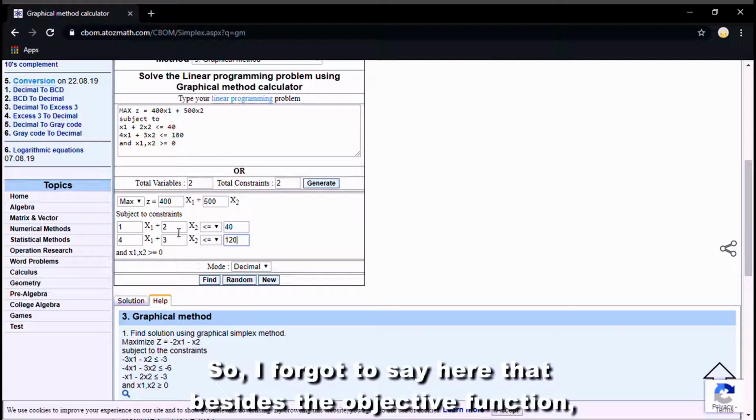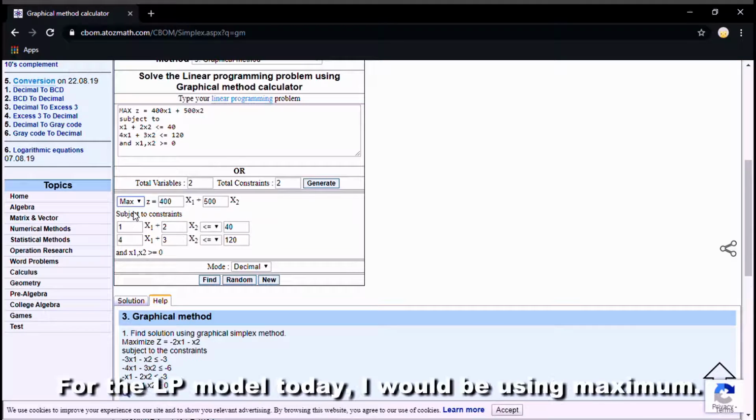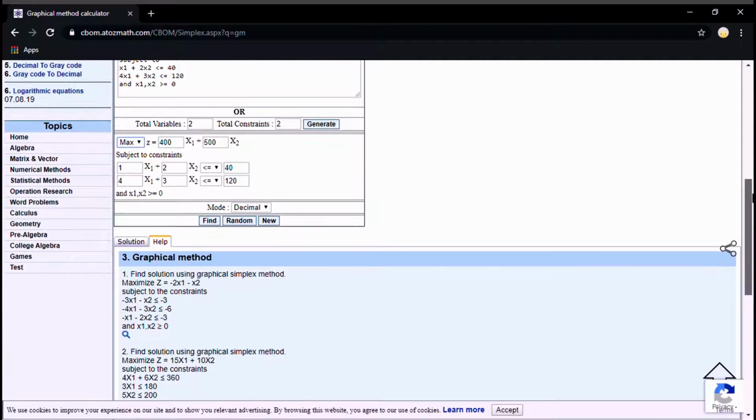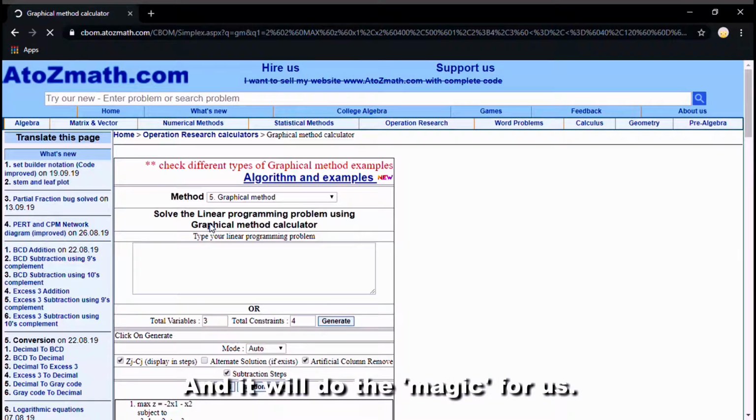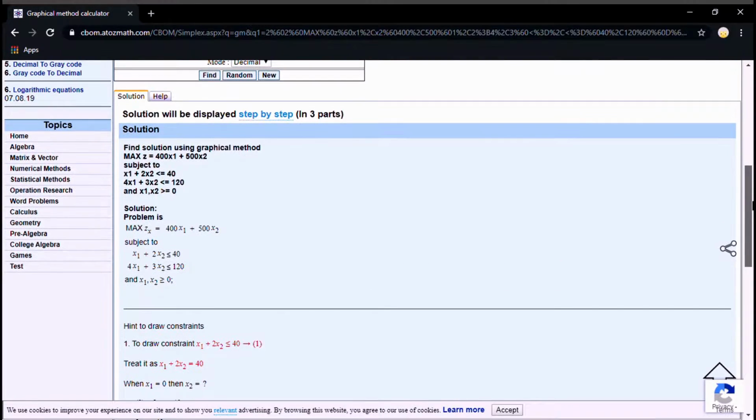So I forgot to say here that besides the objective function, they're stated here maximum or minimum. So for the LP model today, I would be using maximum. Okay, so just click find and it will do the magic for us.